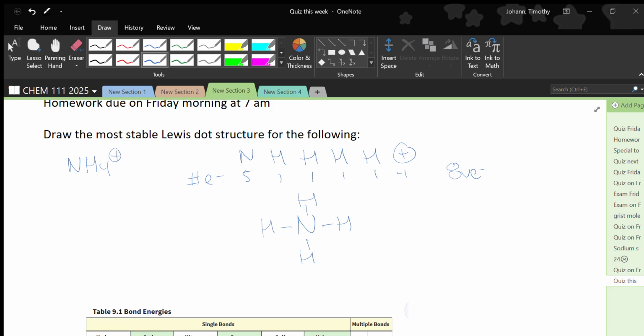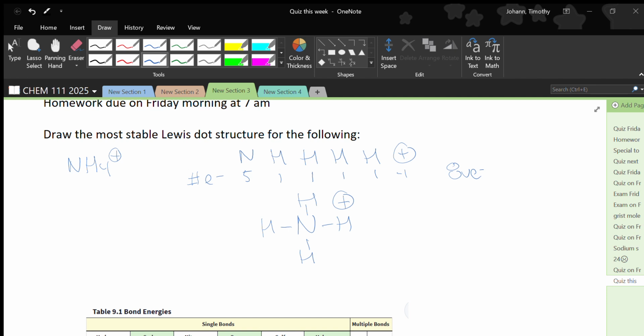Remember we have a plus charge, so we could write a plus charge next to it. So we're done, and we used 8 electrons. We're in good shape there. Okay? No other way for me to draw that. Yes? We have to write that plus charge. You should write the plus charge, yes.